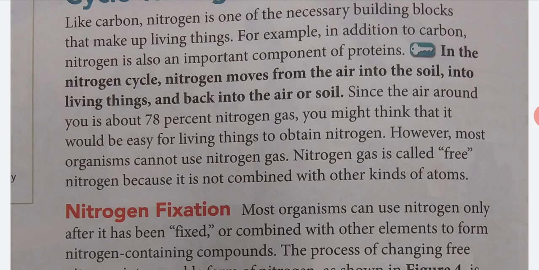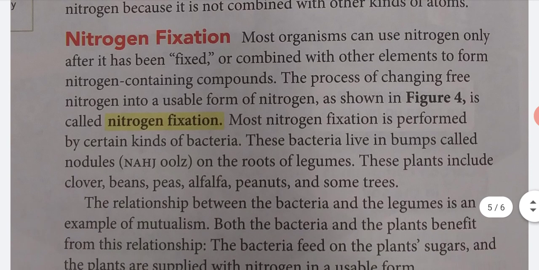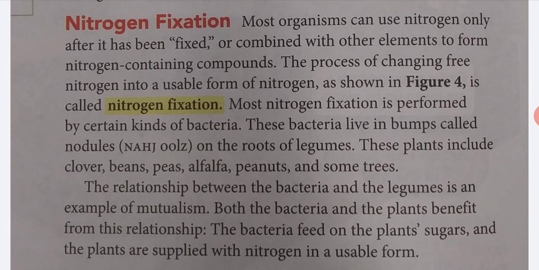However, most organisms cannot use nitrogen gas. Nitrogen gas is called free nitrogen because it is not combined with any other kind of atom. Nitrogen fixation. Most organisms can use nitrogen only after it has been fixed, or combined with other elements to form nitrogen-containing compounds. The process of changing free nitrogen into a usable form of nitrogen, as shown in Figure 4, is called nitrogen fixation. Most nitrogen fixation is performed by certain kinds of bacteria.